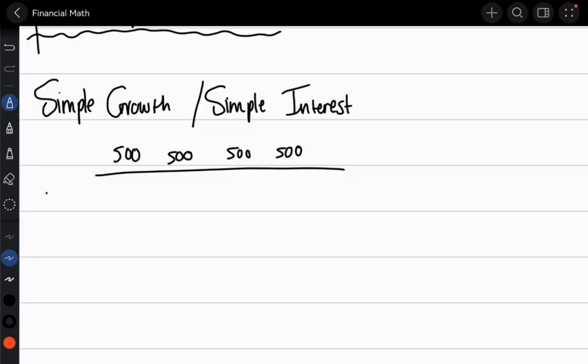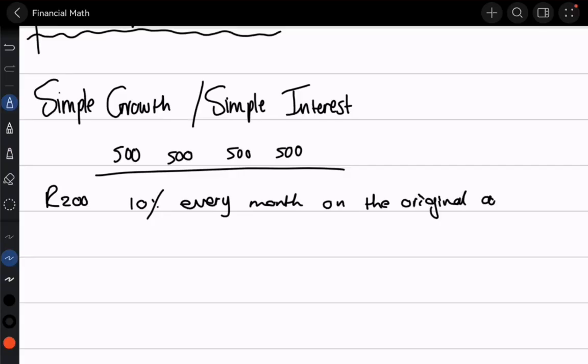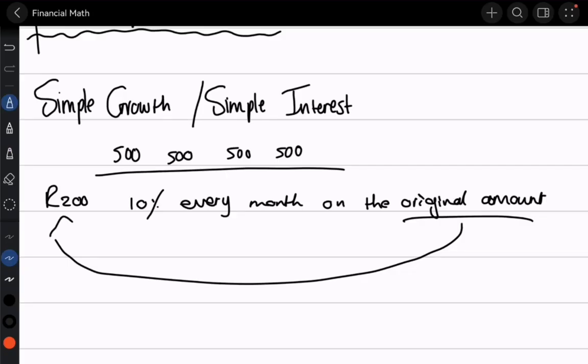So let's look at an example. Let's say you start off with 200 Rand, you earn 10% every month on the original amount. And that original amount is literally this 200 Rand. That means you always earn 20 Rand each time, because 10% of 200 is 20 Rand. So that's how much you'll get.